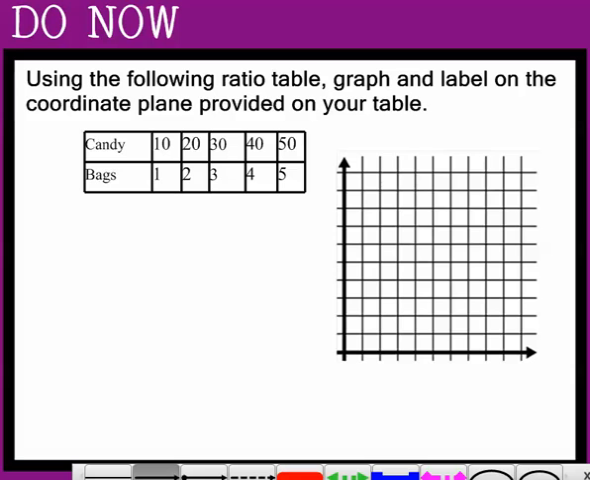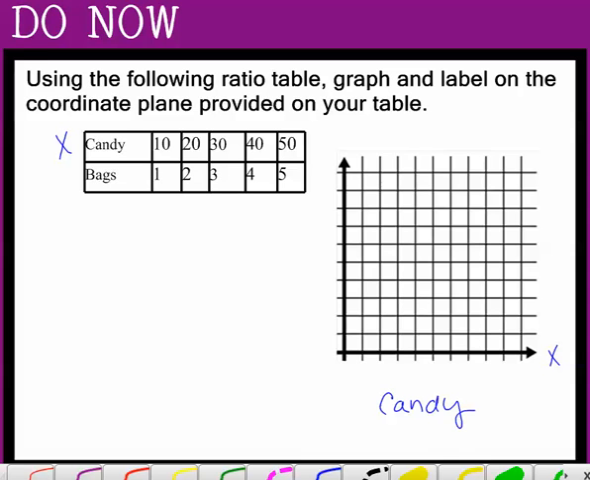Alright, pause the video for a moment and you try this graphing. Remember to label your x and y axis and to think about your scales on both of those as well. And then do your plotting. Remember to use a ruler. Okay, let's see how you did. Remember, the first row is the x-axis, so the candy will be represented here. Y is the second row, so this will be the number of bags.